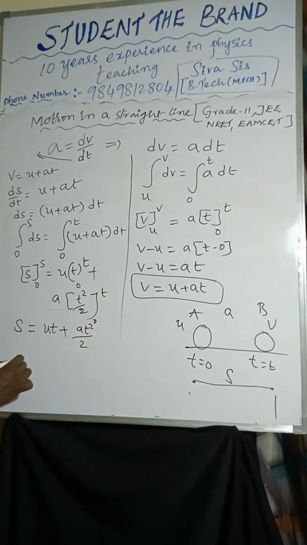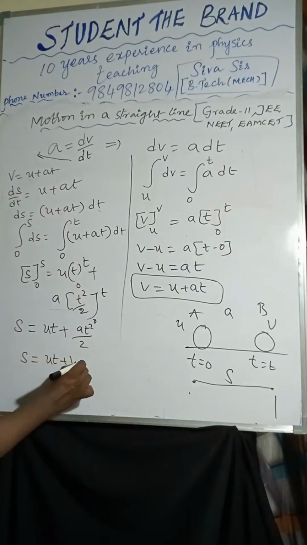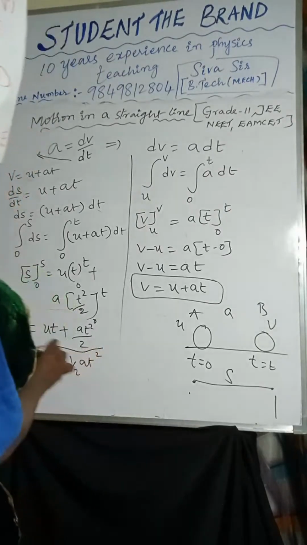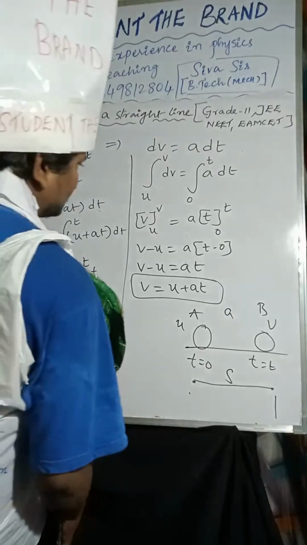That is nothing but S equal to ut plus half at square. So that is the second equation of motion. Understood?